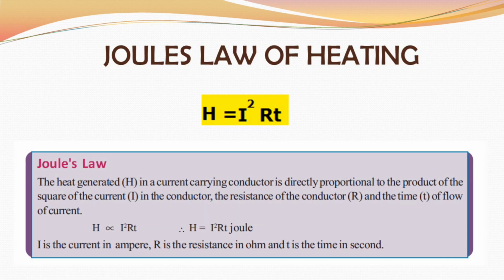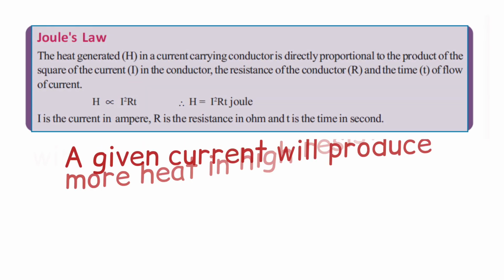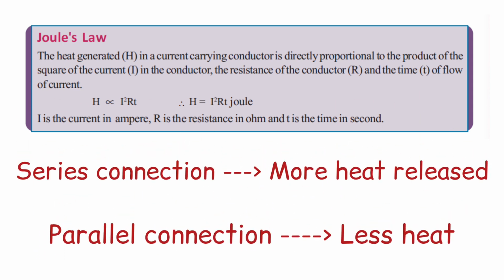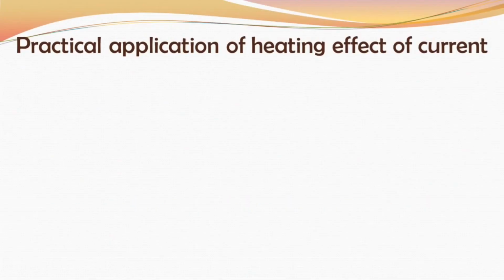According to Joule's law of heating, the heat generated in a current-carrying conductor is directly proportional to the product of the square of the current in the conductor, resistance and time of flow of current. That is, H is directly proportional to I²Rt or H = I²Rt. This means that a given current will produce more heat in a high resistance wire than in a low resistance wire. Also, a given current will produce more heat if the resistances are connected in series than when they are connected in parallel. Now let's understand a few practical applications of heating effect of current.